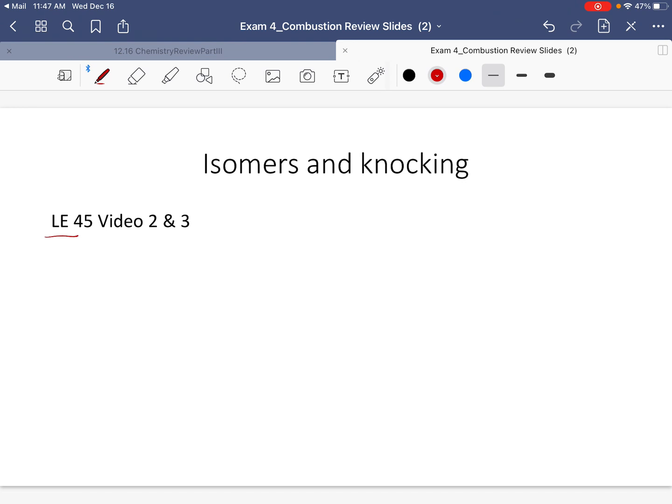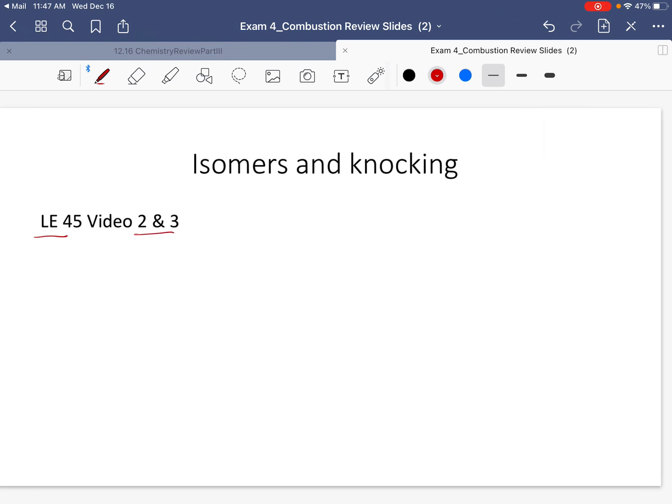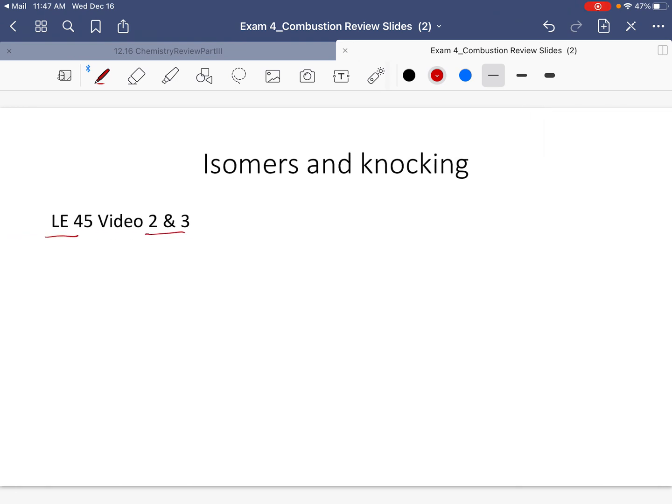Isomers and naming, lesson 45, videos 2 and 3. Just make sure to go over it. This is essentially everything that is on the exam. I'll hopefully by this afternoon be posting more mini videos going over the math part. But again, take the notes, take advantage of being given this little guide and use it. It will definitely help you. Happy studying, guys.